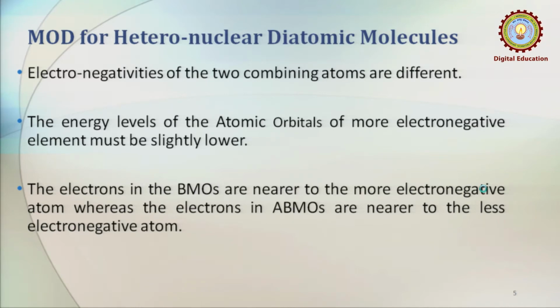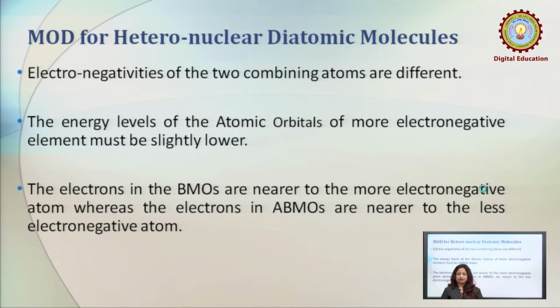So, here what do we see? When we talk about heteronuclear diatomic molecules, it means we are going to consider two different atoms. Two different atoms here means their electronegativities are different, right. So, the energy levels of the atomic orbitals of the more electronegative element must be slightly lower. Here in the second point, it has been mentioned that when two atoms have different electronegativities, then obviously the atomic orbital of the more electronegative atom would be a little lower. Its position would be slightly lower.